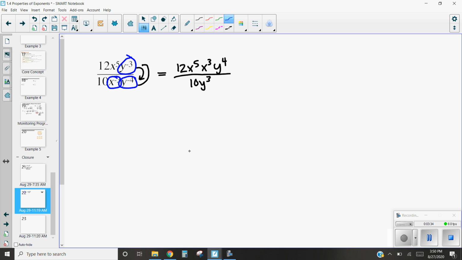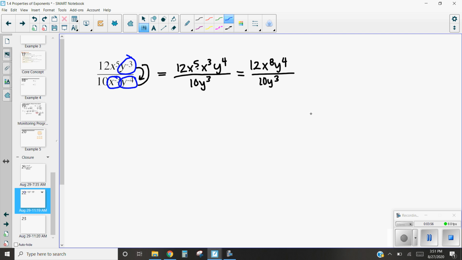So what I'm going to do to simplify this is first I see I have an x to the 5th and an x to the 3rd that I'm multiplying together. And we can use that product of a power rule to multiply those. And that means we're going to add those exponents. So this is actually going to be 12x to the 8th, y to the 4th over 10y to the 3rd.